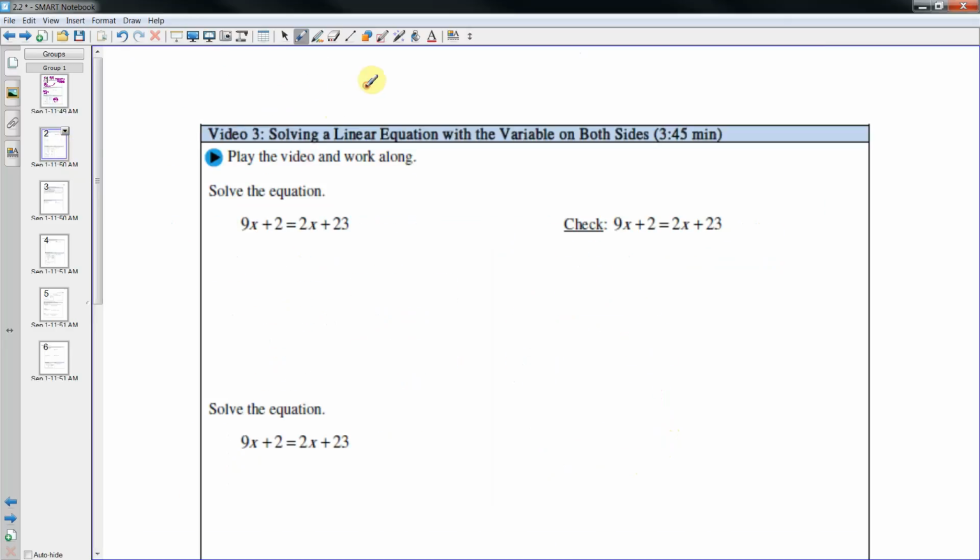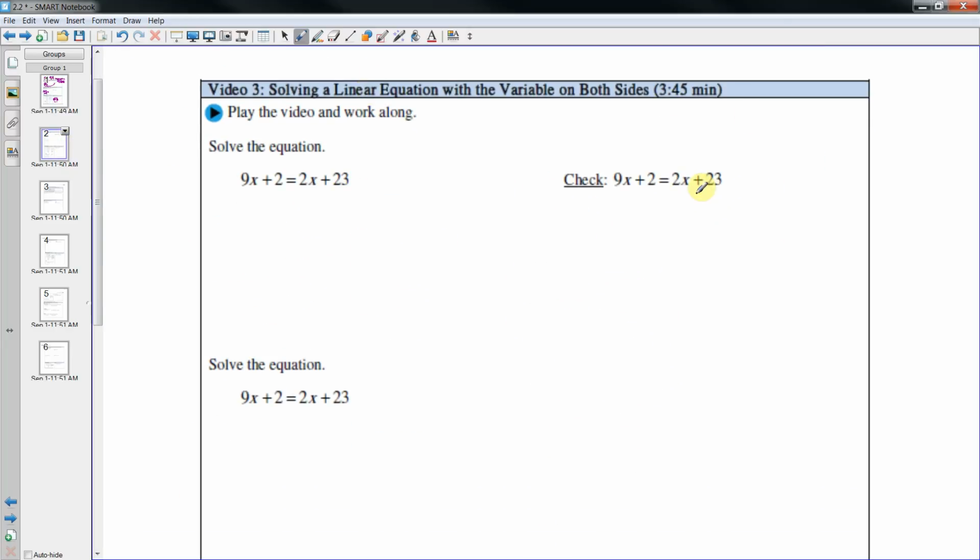Okay, let's move on. Now, here we have one, and you'll notice this one has variables on both sides of the equal sign. So what I'm going to do is move the variables first. And we're going to move those variables by adding or subtracting. So I have a 9x on the left side, a 2x on the right side. I want to bring those together, so I'm going to subtract 2x from both sides.